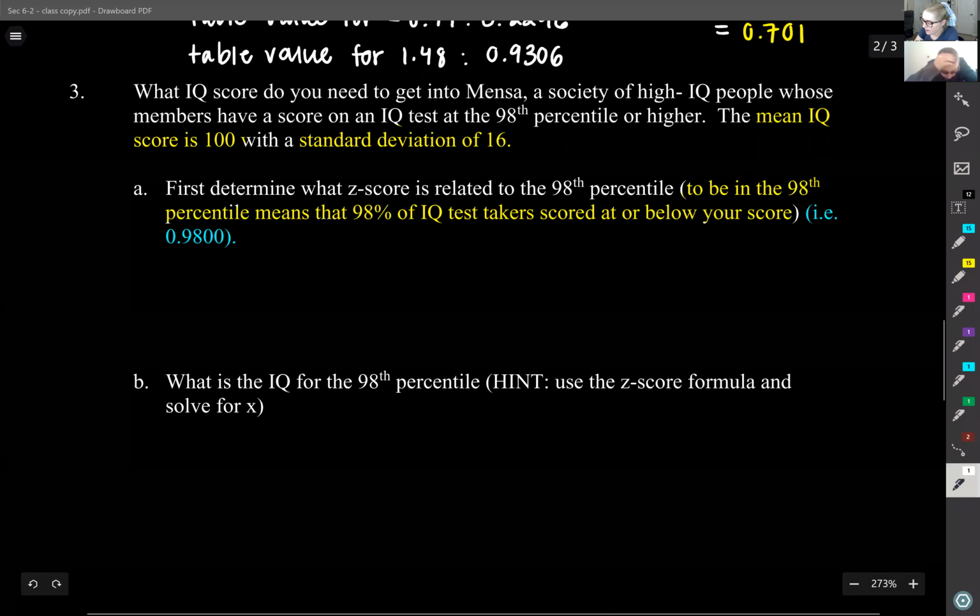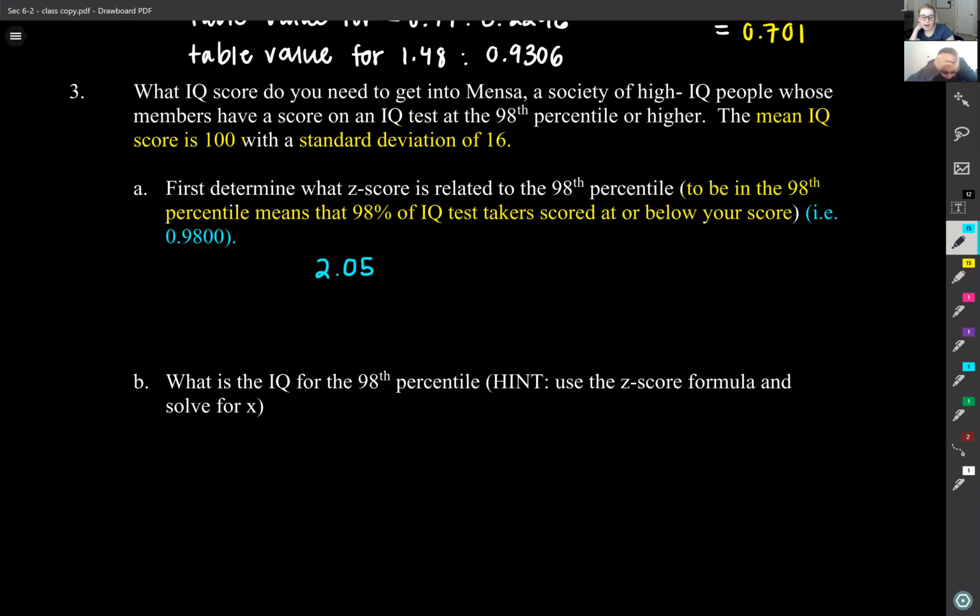Okay, so I found the z-score to be 2.05. You can see we just worked backwards this time. Instead of asking us to find the area or the probability, this time we were given that. So we wanted to find the z-score that was associated with an area of 0.9800, working backwards.